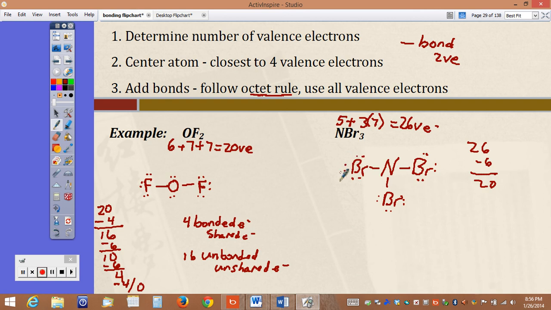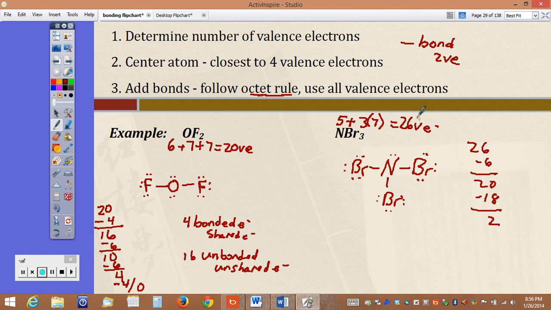So we've just added 6 plus 6 plus 6 more, or 18 electrons. It means we have 2 more to go. Now the nitrogen in the center already has 1, 2, 3 bonds, or 6 electrons. It needs 2 more to have an octet. So we're going to put a pair there to finish the octet.